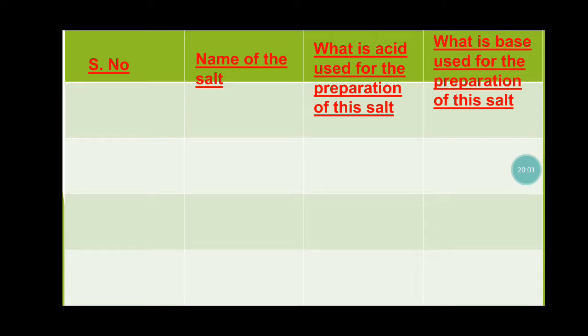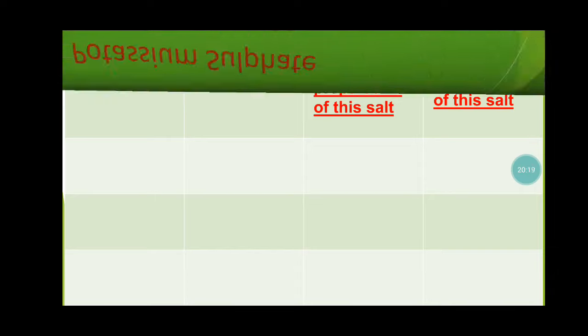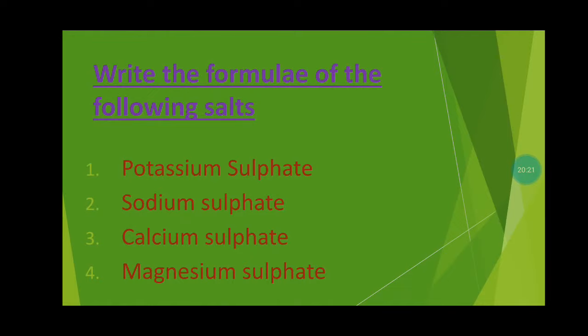Like this, here a small exercise for you. Now I will give you some chemical compounds or salts. You write their formula and also you write from which acid it is derived and from which base it is derived. Now you see the tabular column. First salt is potassium sulfate. What is the formula? Very simple, K2SO4.